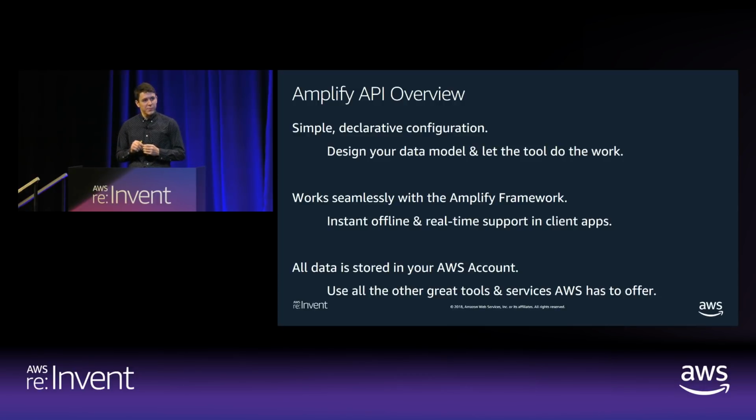So the next piece was AppSync and the GraphQL transform support in the Amplify CLI. We're now going to look more at the Amplify library and the other Amplify offerings. Like we said, it's a simple declarative configuration. You design your model, that then pushes it into the cloud using CloudFormation, and you can just say add model, add searchable, all those things. It works seamlessly with the Amplify framework, so this is actually bundled as a part of the Amplify CLI. And then all the data is stored in your AWS account.